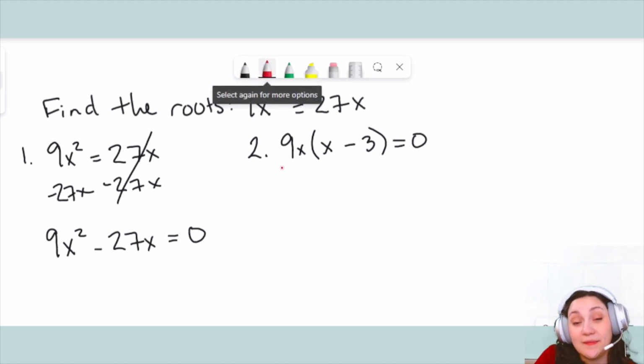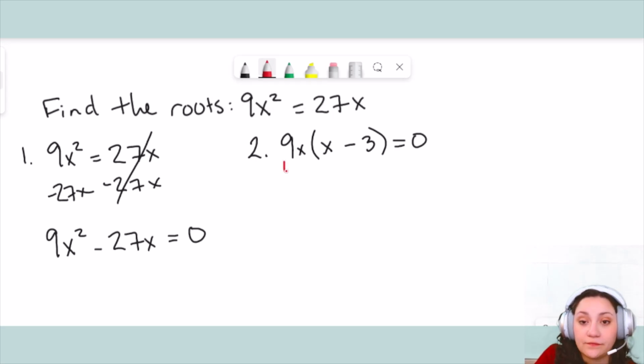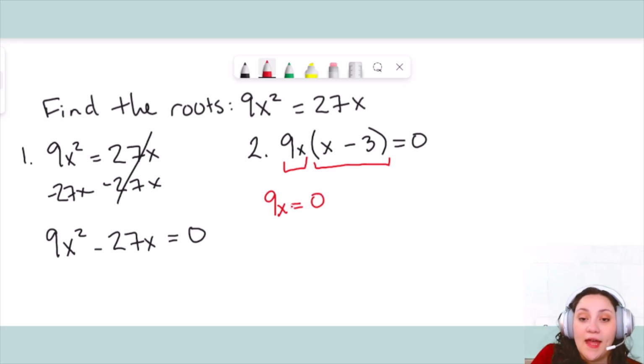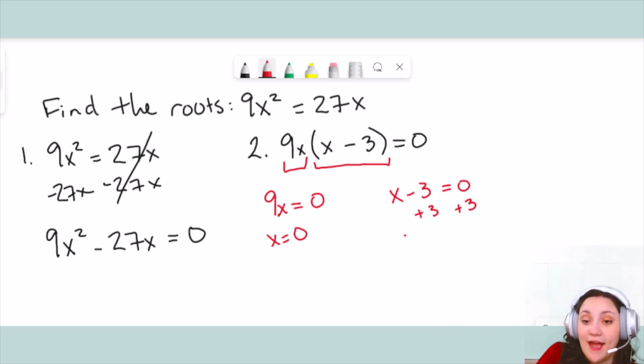And I still can use my zero product property here, because I have this term, 9x, and it's multiplied by this term, x - 3. So if 9x was to be equal to 0, which is one of the possibilities, then x would have to be equal to 0. If x - 3 was equal to 0, I would add a 3 to both sides, and x would have to be equal to 3. So these are my two roots. x = 0, and x = 3.